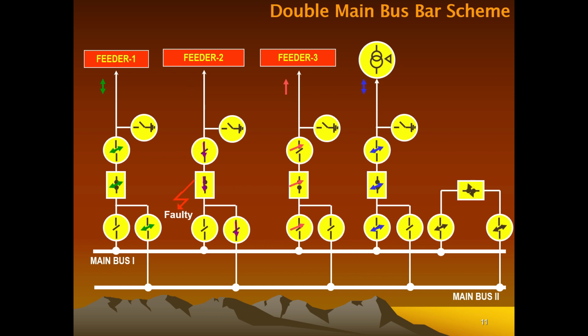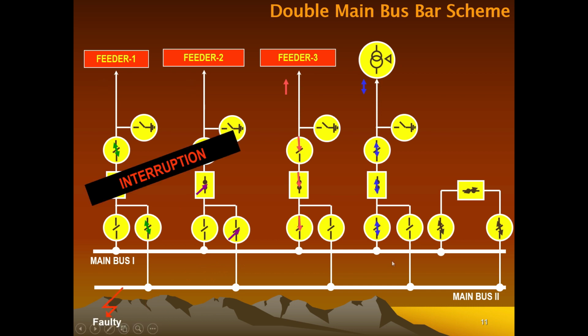Now suppose there is a problem in one particular circuit breaker, or this particular circuit breaker is taken out of service for maintenance work or due to some other reason. In that case, your power flow on this feeder will be affected. But suppose there is a problem on bus bar 2. What happens now? Only those feeders which are connected to bus bar 2 will get tripped, and other feeders will definitely remain in service.